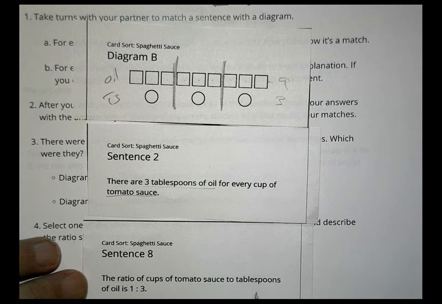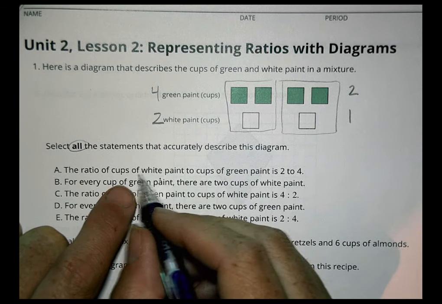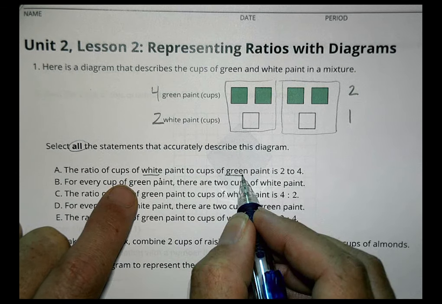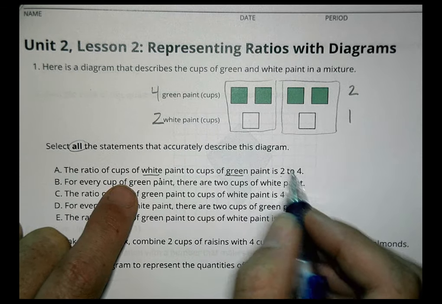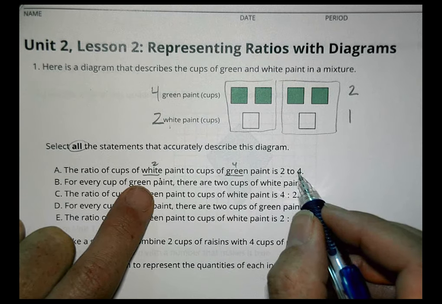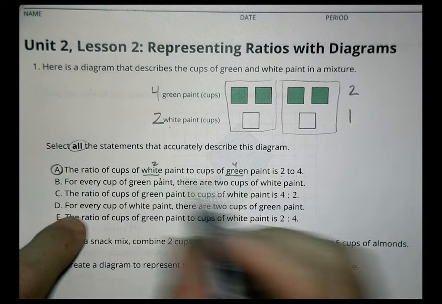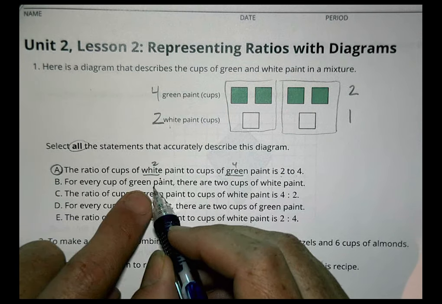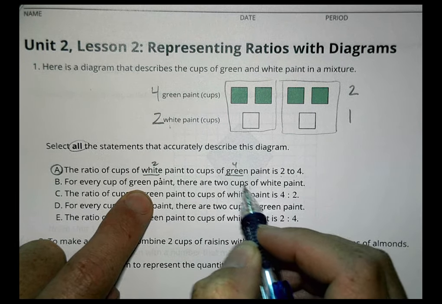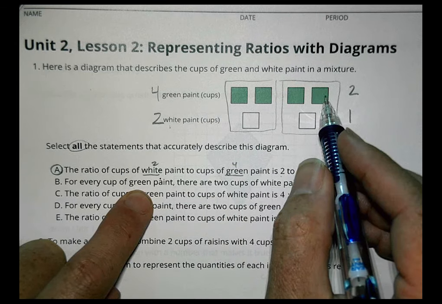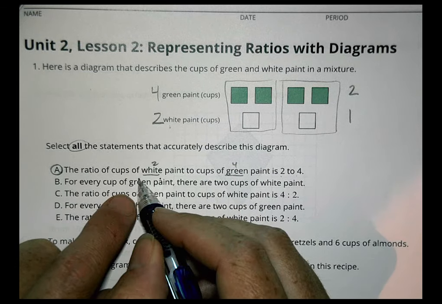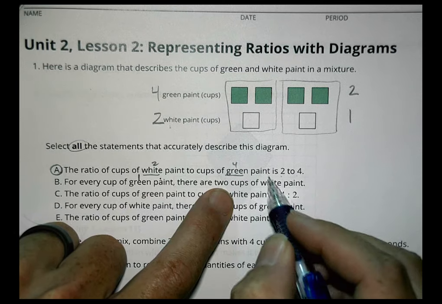Select all the statements that accurately describe the diagram. Okay, let's be careful of the order of words here, right? The ratio of cups of white to green is 2-to-4. So white to green. Now white is 2, green is 4, so 2-to-4 is the correct wording and order. That is fine. B, for every cup of green, there are 2 cups of white. So green is right here, right? So every cup. So 1 green becomes 2 white.